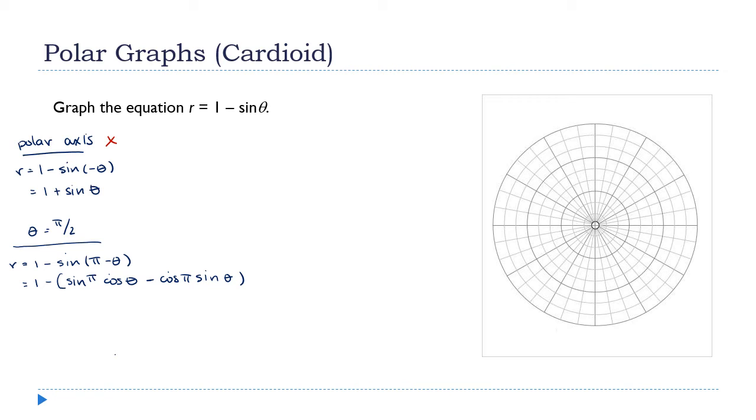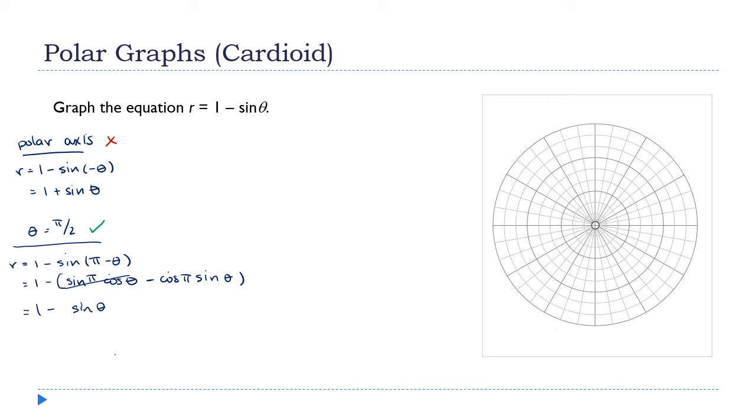So, sine of pi is 0, so this first part goes away. And now this is 1 minus cosine pi. That's minus 1. So this is just sine theta. And I really don't need those parentheses there, do I? It's just 1 minus sine theta. So that is the original function. So that one is a yes. My function is symmetric with respect to the line theta equals pi over 2.